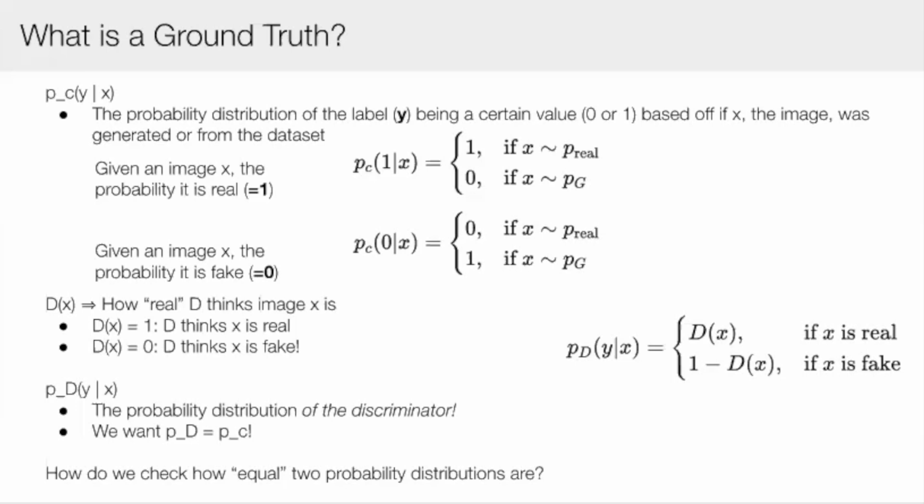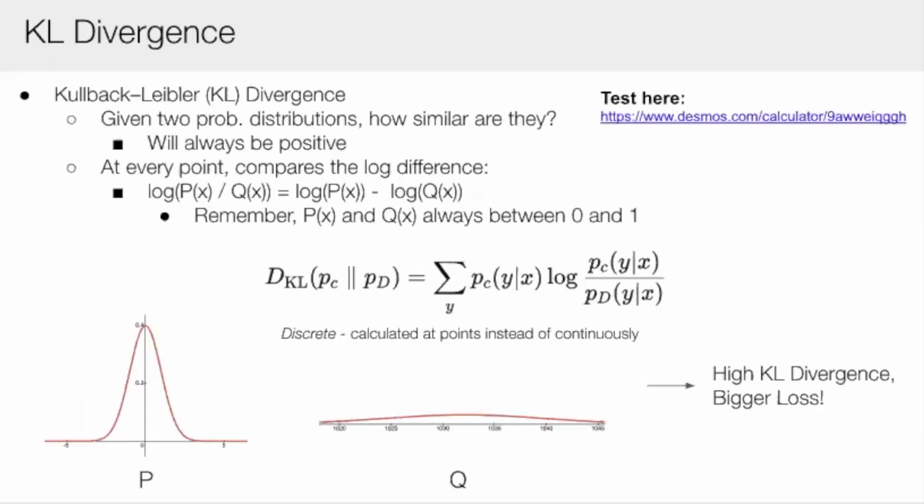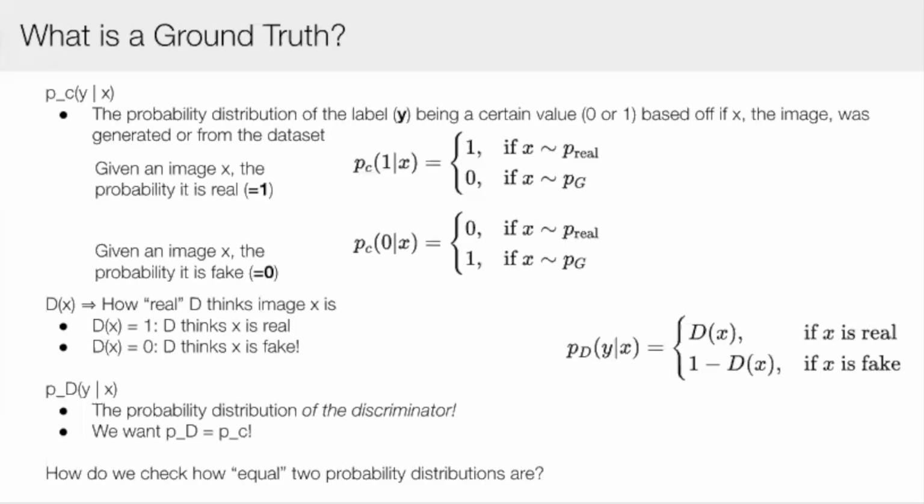Well, we know this, right? Because we know where X came from, right? So if X is from P data, sorry, that should be P real. When I say P real, I mean P data. Sorry. If X is from P data, we know that it's real, its label should be one. If X is from P of G, well, we know that its label should be zero, right? And then same with the opposite, right? So given an image, and we know where it came from, what's the probability that its label is zero? Well, again, we know this, right? We just look at where it came from, right?